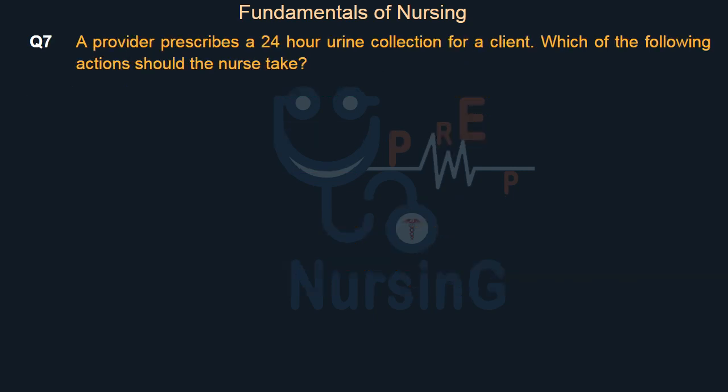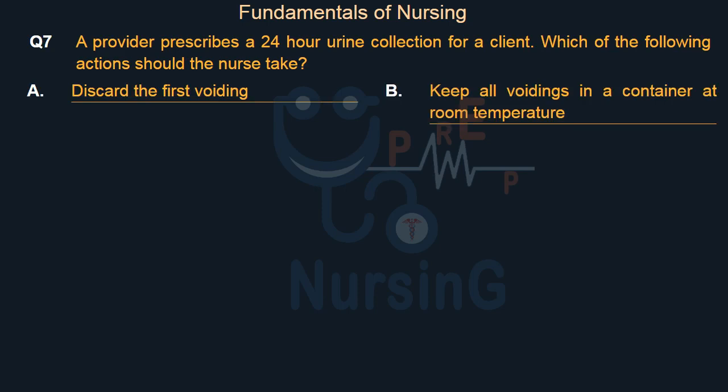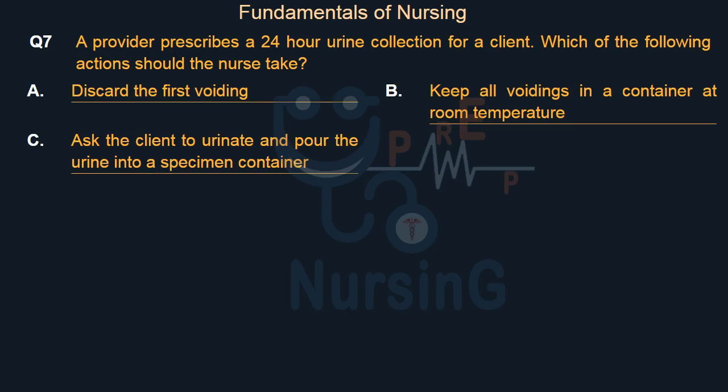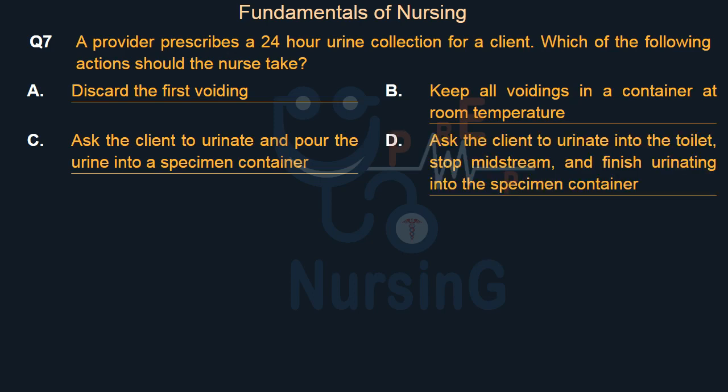Option 4. A provider prescribes a 24-hour urine collection for a client. Which of the following actions should the nurse take? Option A. Discard the first voiding. Option B. Keep all voidings in a container at room temperature. Option C. Ask the client to urinate and pour the urine into a specimen container. Option D. Ask the client to urinate into the toilet, stop midstream, and finish urinating into the specimen container.